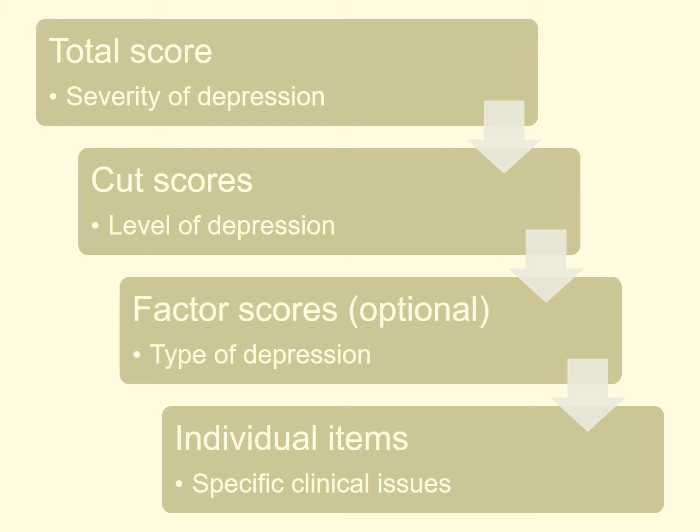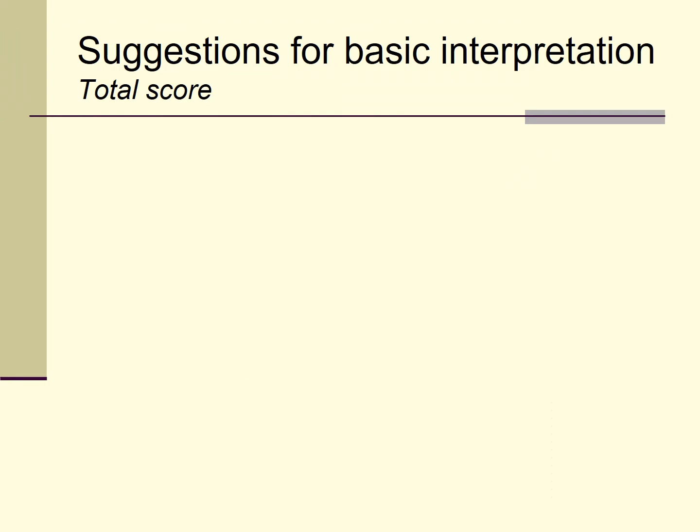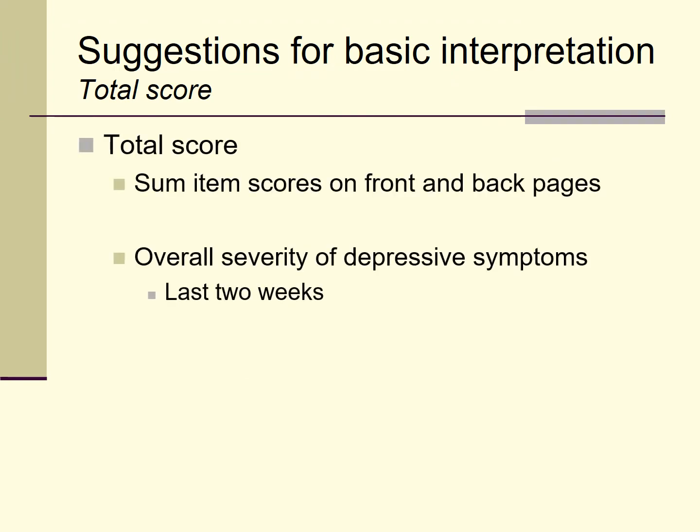So it's kind of like moving from global to local, or moving from general to specific, is the thought process that we often apply to almost any test, and the Beck is just a good way of giving a simple example of how that might work. So, total score. Sum up the items on the front and back pages, overall severity of depressive symptoms in the last 2 weeks. So if the person's answered honestly, if they answered correct to their own impressions of themselves in the last 2 weeks, what you get is a general index of their overall depressive symptomatology in that time. Pretty simple, right?